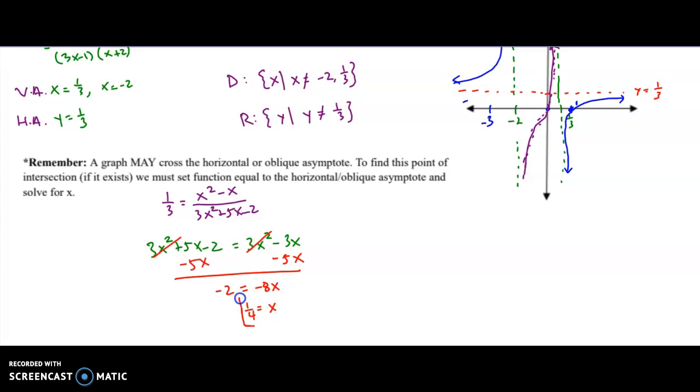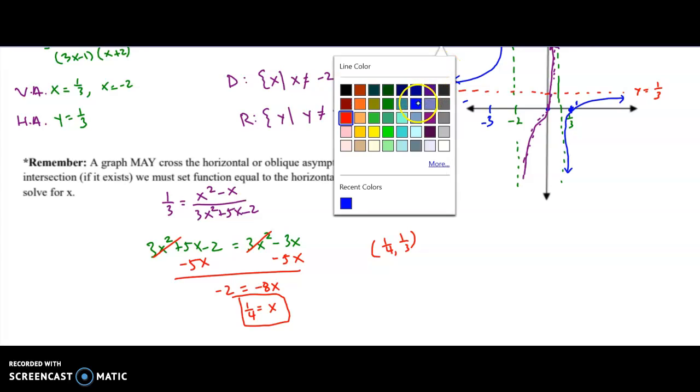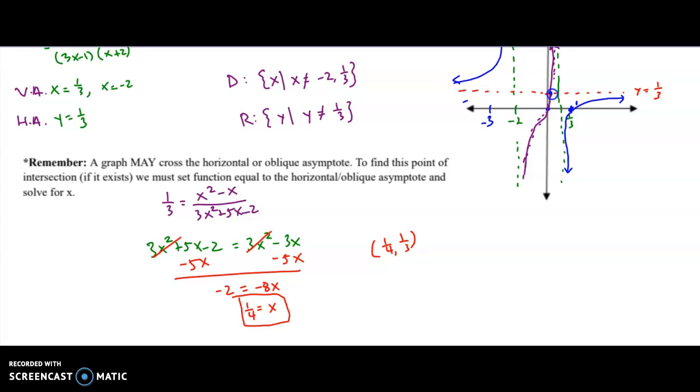So look, this means that the point of intersection is at (1/4, 1/3), right? 1/4 is the x value. The y value is 1/3. That's where the horizontal asymptote was. Okay. And so the point of intersection is right here.